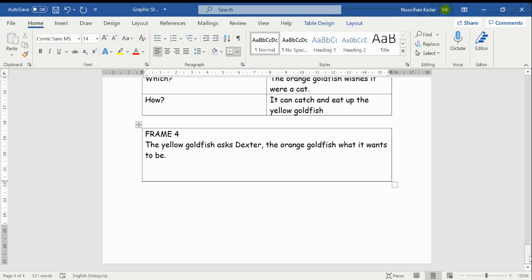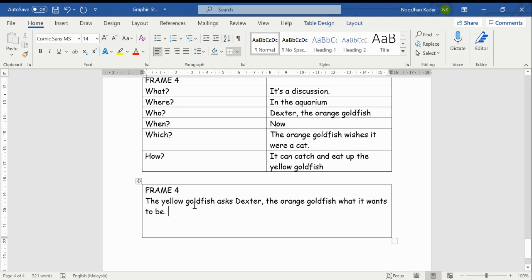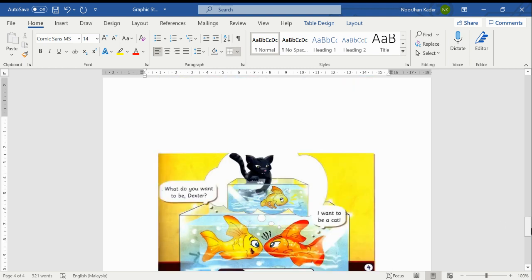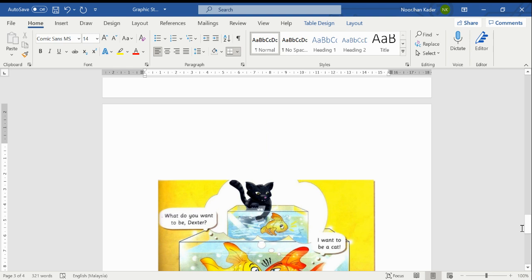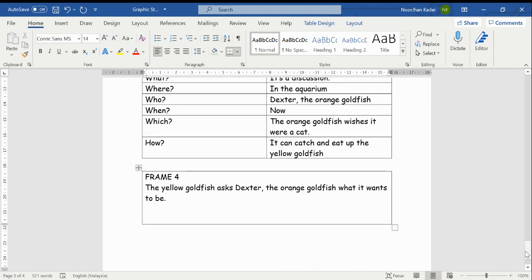So there is a discussion in the aquarium. So the yellow goldfish asks Dexter the orange goldfish what it wants to be. Then what does Dexter answer? The most important supporting character in the fourth frame is Dexter the orange goldfish. The orange goldfish wishes it were a cat. So Dexter, the orange goldfish, answers it wants to be a cat. Okay, the orange goldfish wishes it were a cat. So Dexter answers he wants to be a cat.